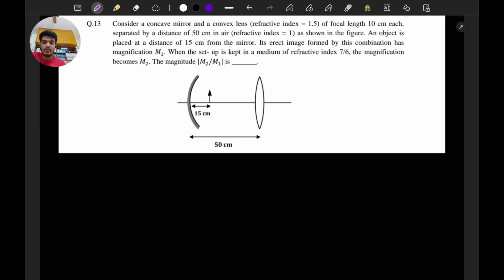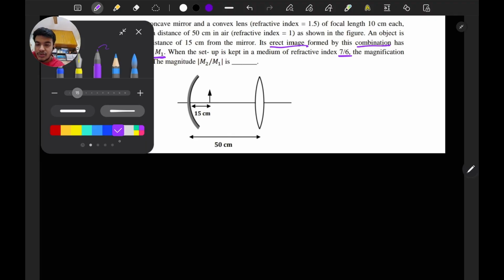An object is placed at a distance of 15 centimeter from the mirror. Its erect image is formed by the combination of the lens and the mirror, and the net magnification is m1. Now the setup is kept in a medium of refractive index 7 by 6. We change it from air to this medium, and the net magnification then becomes m2. So we have to find the ratio of the net magnifications.